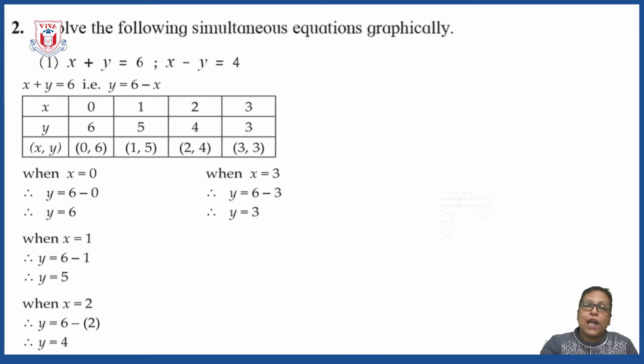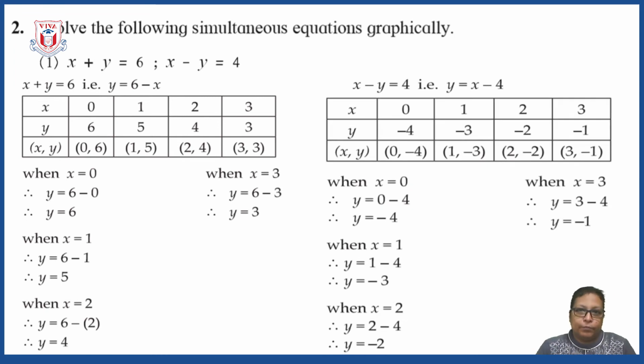Afterwards, you start with the second equation. The second equation is x minus y is equal to 4. As I have said, you write it in the form of y. So y is shifted to the right hand side, and 4 is shifted to the left hand side. So we are going to get y is equal to x minus 4.